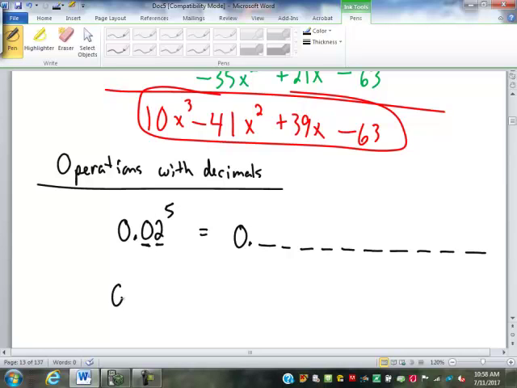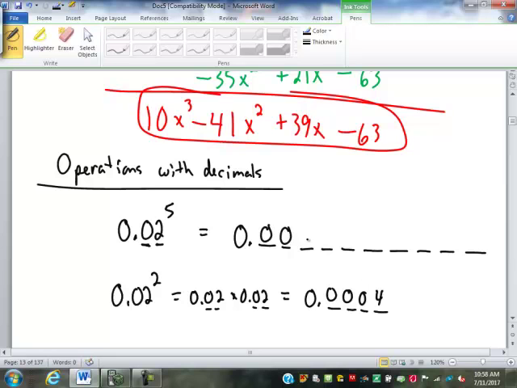Because 0.02 squared is 0.02 times 0.02. There's 1, 2, 3, 4 decimal places. 2 times 2 is 4. That's 0.0004. This is 0.0000000032.